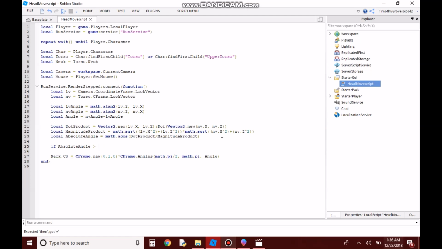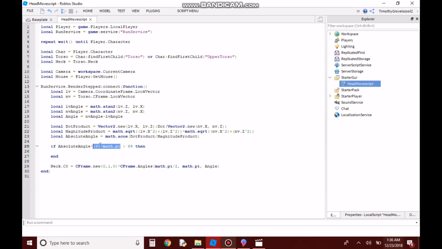well, if we do math.pi divided by 2, there's also a chance that the angle might be greater than 90. It might be like 90.1, and it'll look really weird. So what we want to do is make it like 89 or something, so it's greater than 89. So I'll convert this into degrees, so times 180 divided by math.pi is greater than 89. If you're confused on what I just did right here, I just turned radians into degrees by using this. So that's why I put 89 now, because if it's greater than 89, this will act.